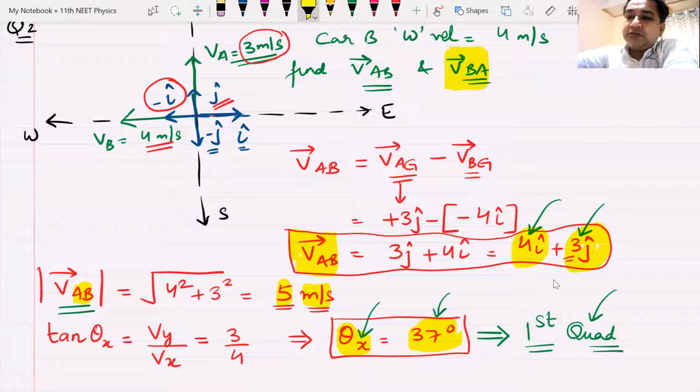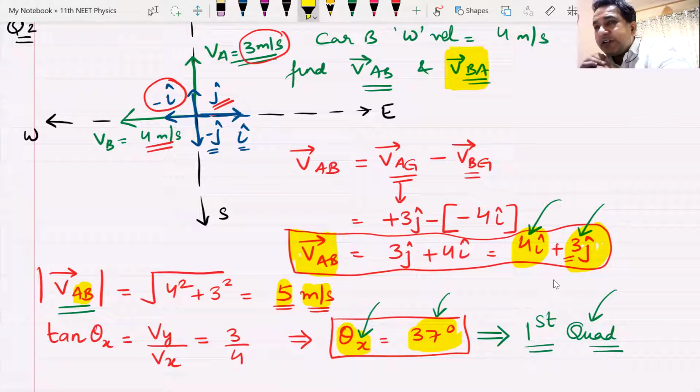Abhiram, Vishal, Nayan, Tanu, Tarun, Vashant, Surya. Anyone can tell me what will be the velocity of B with respect to A if I already know the velocity of A with respect to B? Anyone? Open challenge, open question. I'm waiting.